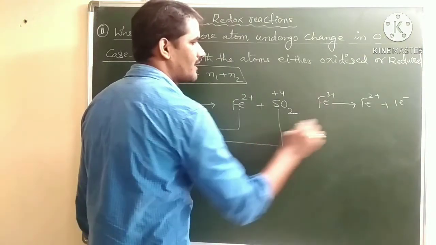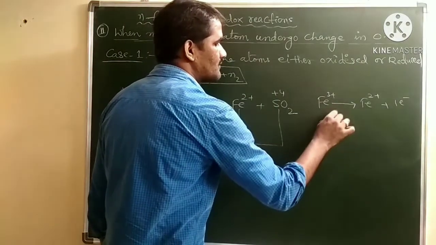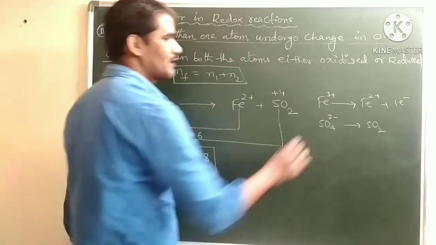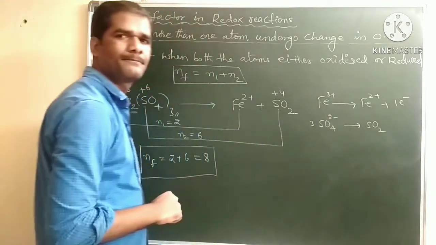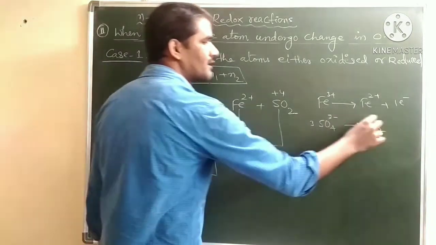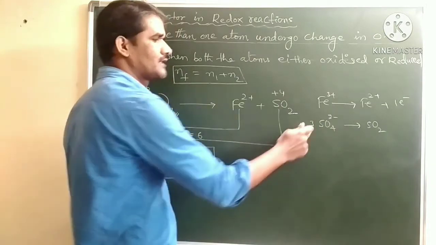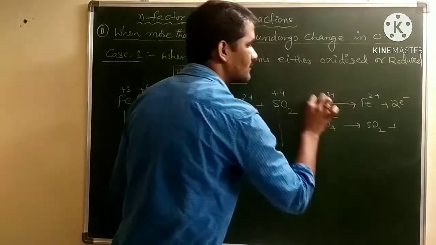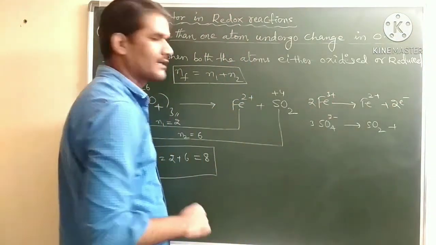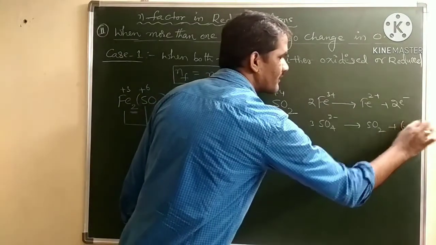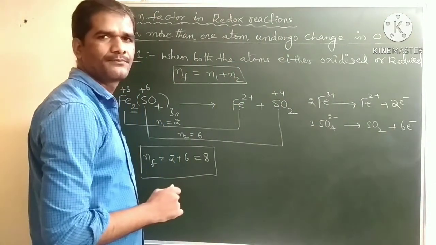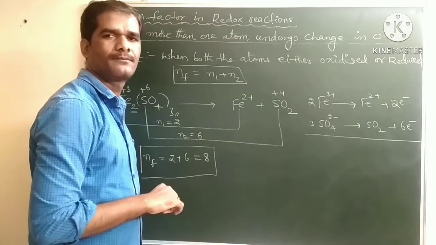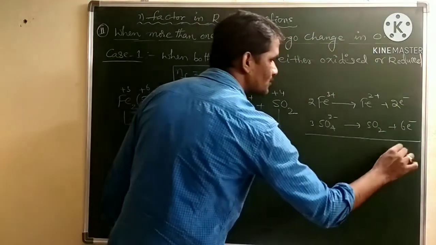And for this second one, sulfate SO4 2 minus is changing to SO2. But there are a total of 3 sulfates. Each sulfur requires 2 electrons. For 3 sulfurs, there are two irons. 2 electrons. Here 3 sulfurs are there. We require a total of 6 electrons. Now, total number of electrons required per molecule. How many? 6 plus 2, 8 electrons.